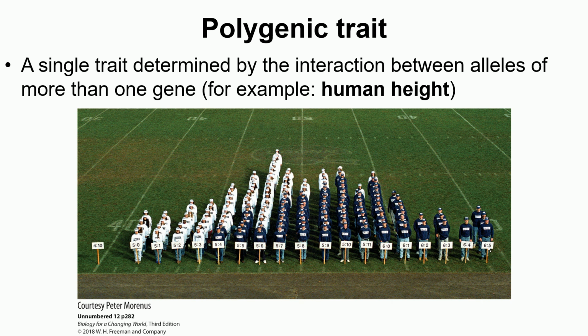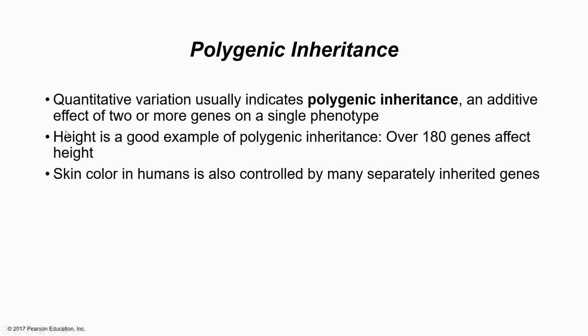Polygenic traits are characters like human height or skin color that are coded by multiple genes. So there is the involvement of multiple genes: a single trait determined by the interaction between alleles of more than one gene. Human height and skin color are both examples of polygenic inheritance, because they are characters coded by more than one gene. Multiple genes are involved. For example, for height, around 180 genes are involved.